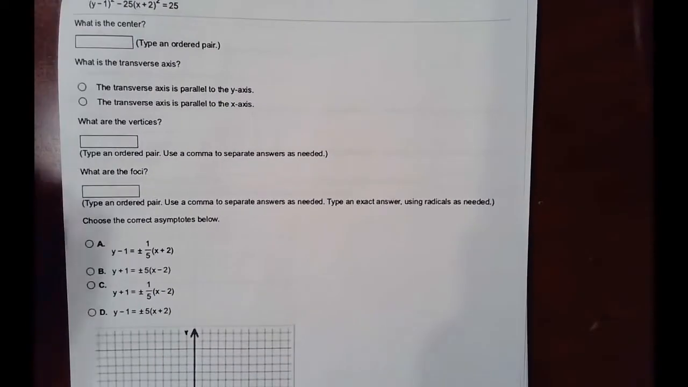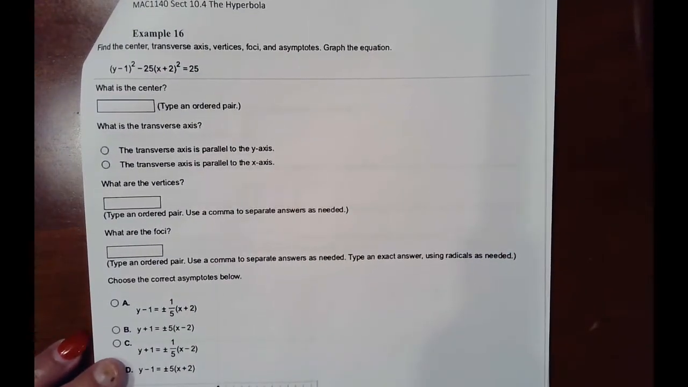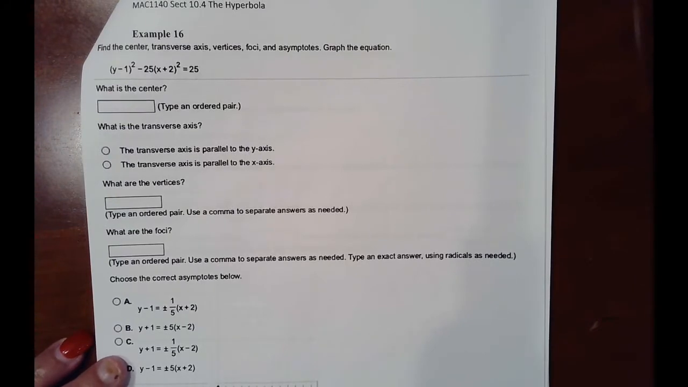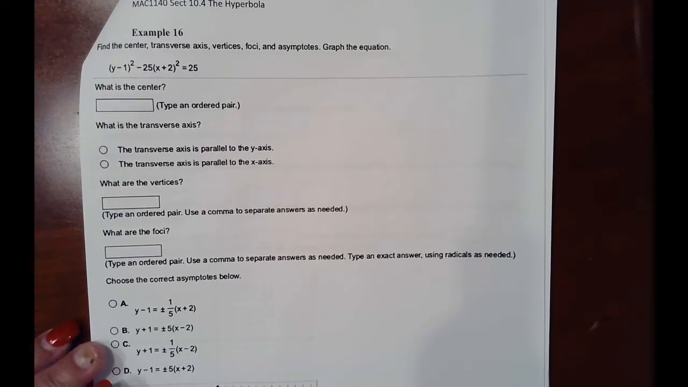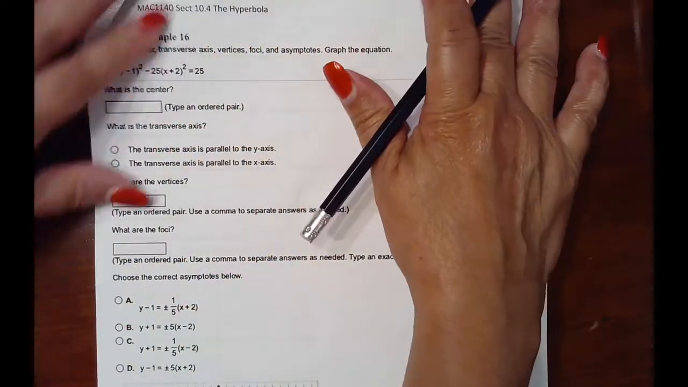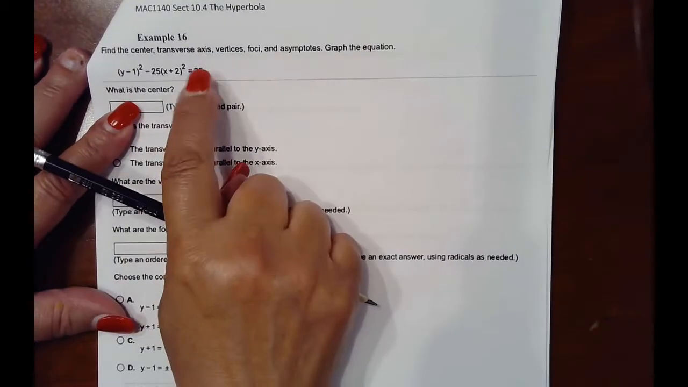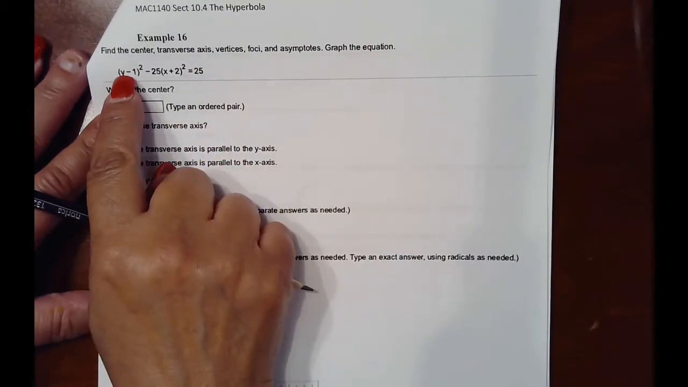Moving to number 16. Find the center, transverse axis, vertices, foci, asymptotes, and graph the equation. Okay, this is also a shifted center. And it's also not in standard form. You need to have a 1 right there. But you can tell what the center is even without doing that.